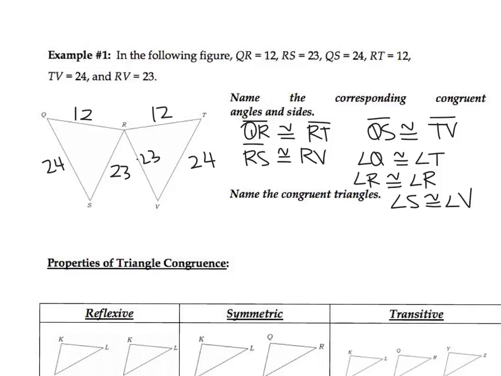When I name the congruent triangles, I start with the triangle on the left. I'm going to say triangle QRS is congruent to triangle, and because I wrote the corresponding angles, I can list it in the order I wrote them: T, R, and V. Since Q is congruent to T, R is congruent to itself, and S is congruent to V.